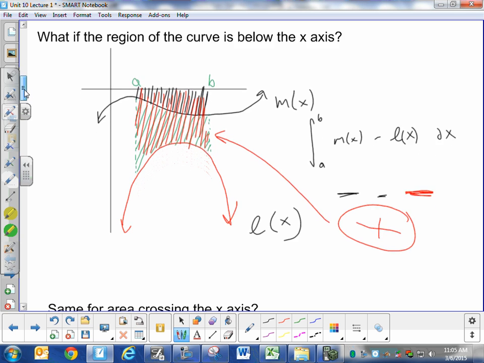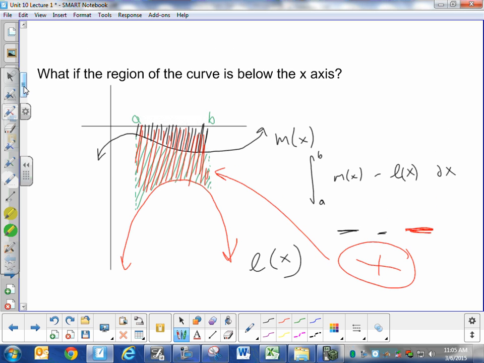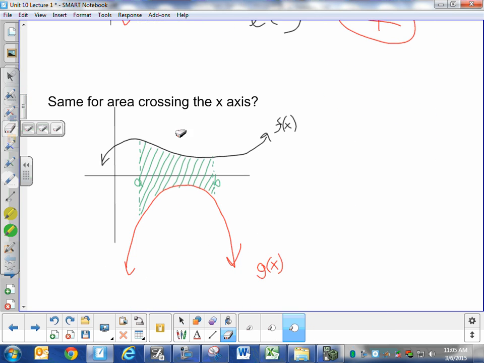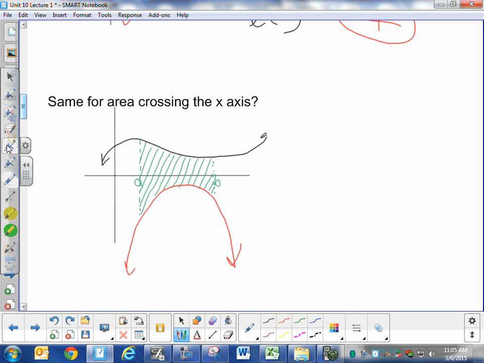I'm not trying to say in general what it's going to be, because I want you guys to think about it, but there's one more situation. If we are crossing the x-axis, and I'm going to give you two different values, I'll say this is q of x, and this is, I don't know, p of x. How do we find that area in green?